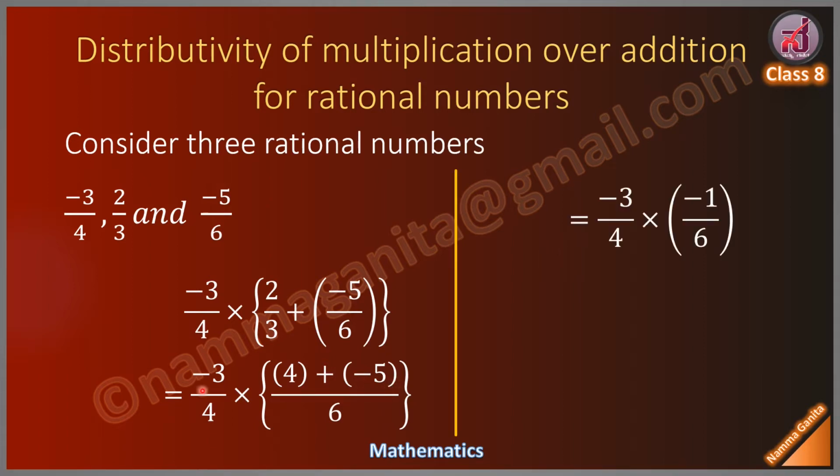That is equal to, write minus 3 upon 4 here into, simplify this term. 4 plus into minus, that is minus 4 minus 5. 4 minus 5 is minus 1. Write minus 1 here, divided by 6. Minus into minus, that is plus. 3 1s are 3. In the denominator, 4 6s are 24. Answer is 3 by 24. Simplify this. 3 1s are 3, 3 8s are 24. Answer is 1 by 8.